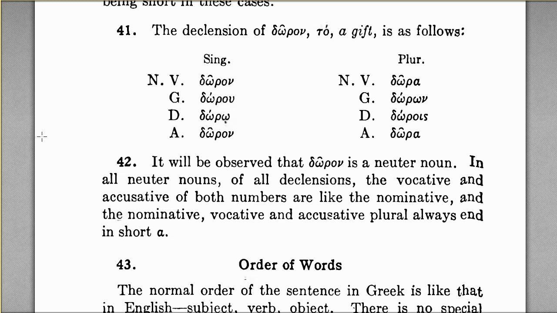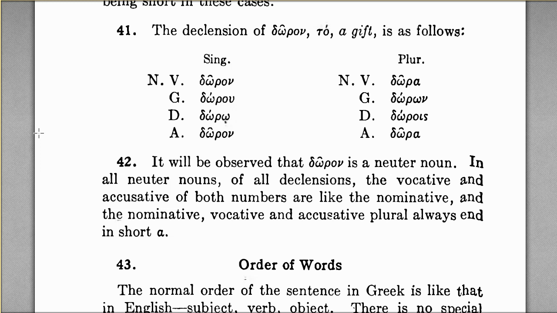Both the nominative and the vocative are the same in the singular, doron. The genitive, dorou. The dative, doro. Look, there's an iota subscript. That is a good clue that that's a dative. Then you have doron, the accusative.